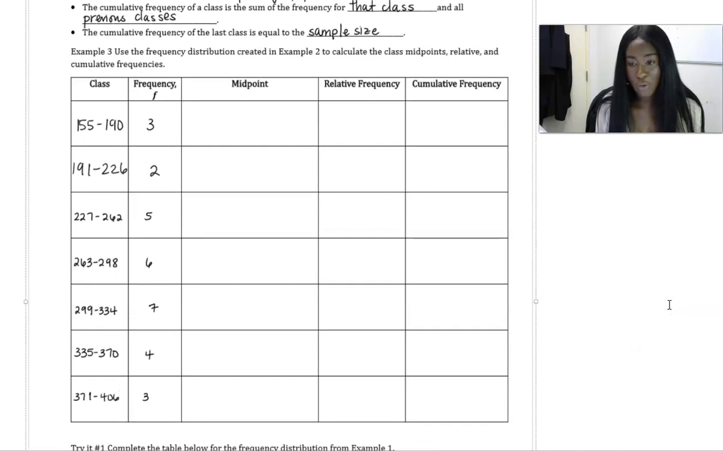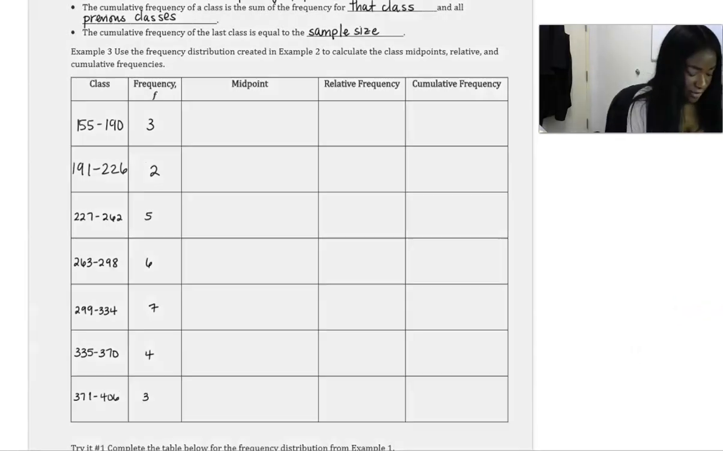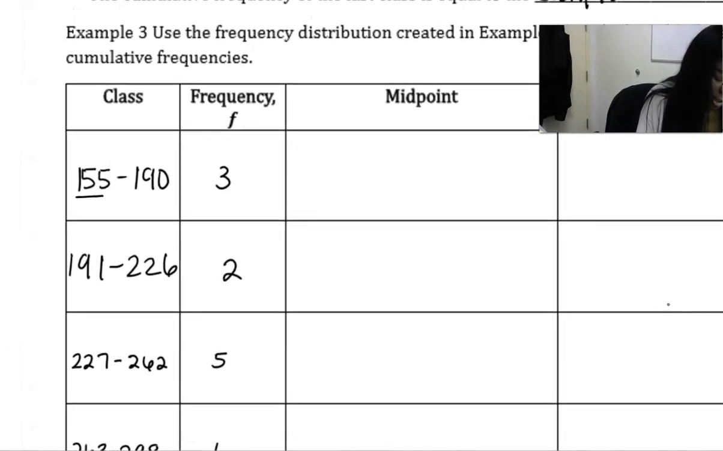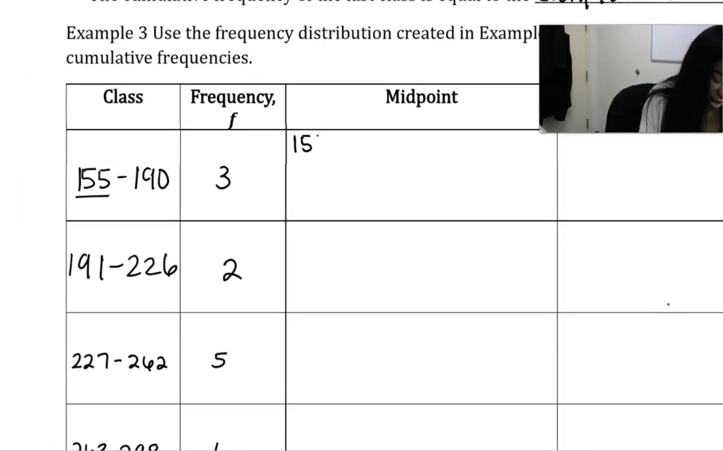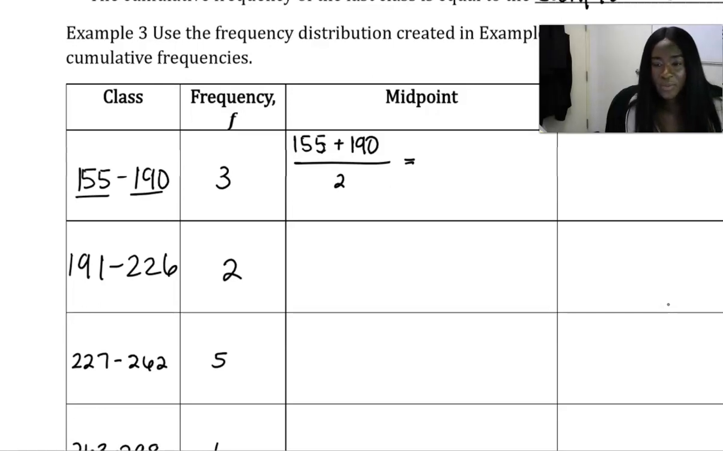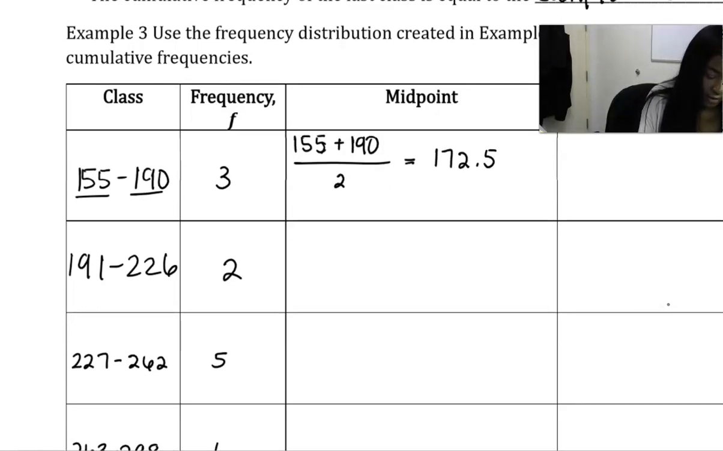We're going to go in and find our midpoints. To find the midpoint of each class, we're going to be taking the lower class limit for each class, which in the first class is 155, adding it to the upper class limit, and then dividing by 2. 155 plus 190 divided by 2 gives us 172.5.